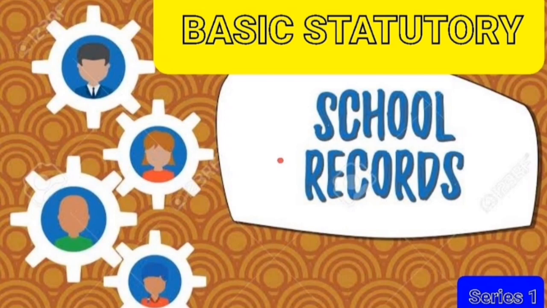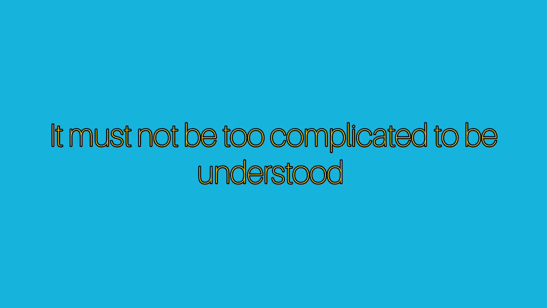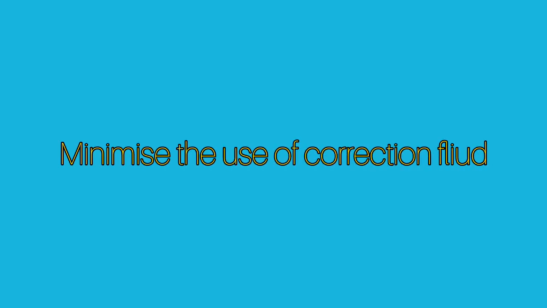Let's consider some of the features of statutory records. We have about four basic features. Number 1 is simplicity. Statutory records have to be simple. They must not be too complicated to be understood. They must be error-free. To a greater extent, we must try as much as possible to minimize the usage of correcting fluid. It is not a document to be battered or painted with correcting fluids.